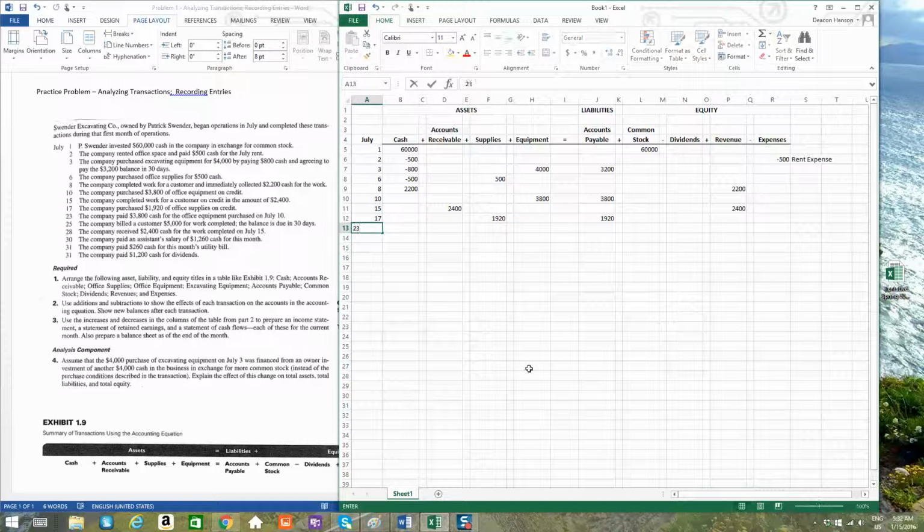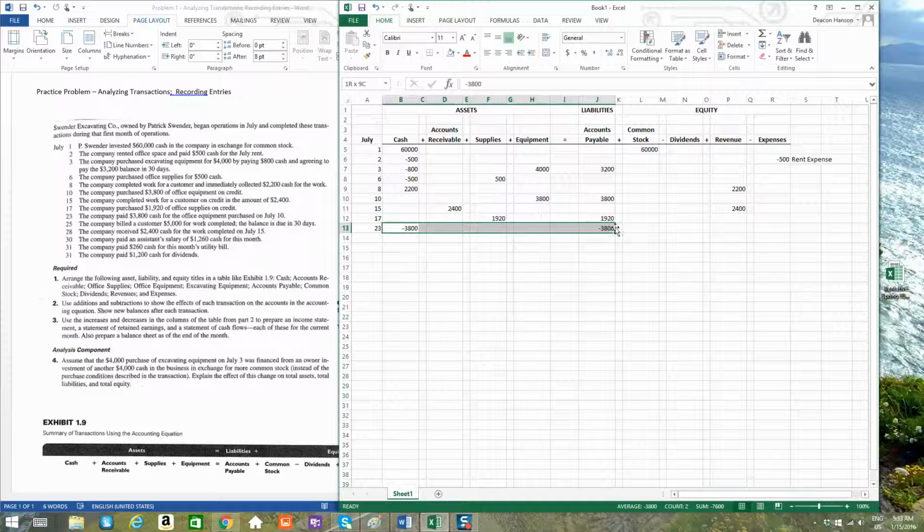On the 23rd, the company paid 3,800 cash for the office equipment purchased on July 10. So you might want to look back, okay? That account payable is what's going to be paid off. So the company is going to reduce its cash balance because it's making a payment by 3,800, and at the same time it will reduce what it owes, its accounts payable, by 3,800. Okay, so you still have that balancing effect.